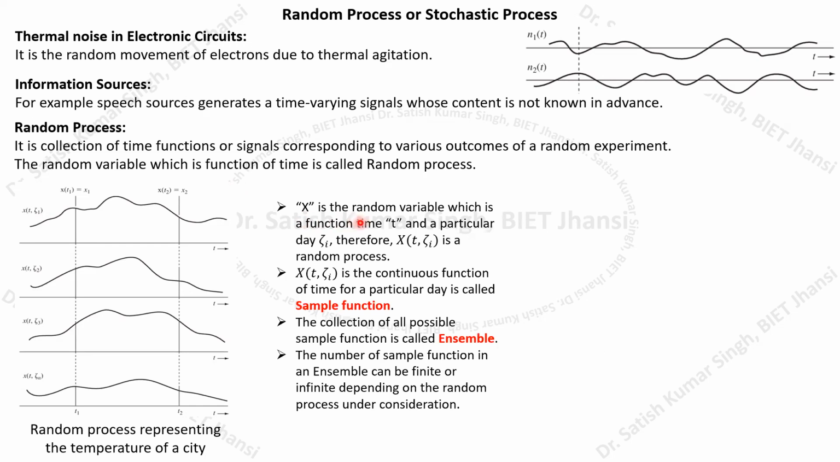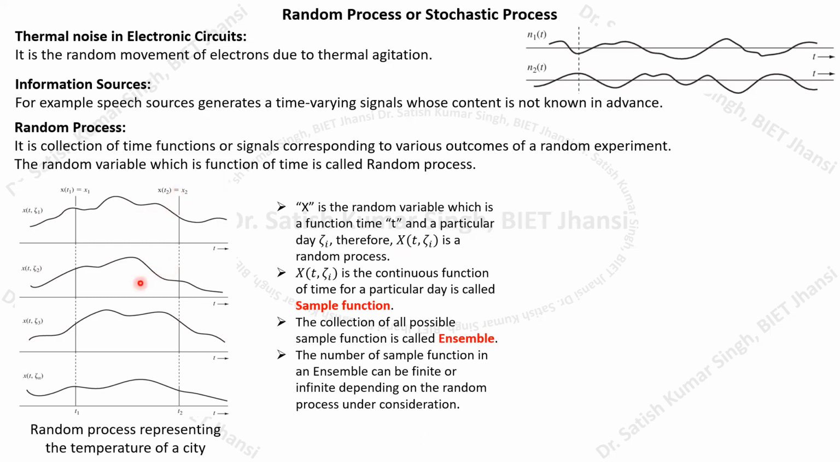So here this X is a random variable which is a function of time t and a particular day zeta_i, therefore X(t, zeta_i) is a random process. Normally this is going to be a random process because it is a time dependent function. Here X(t, zeta_i) is the continuous function of time for a particular day. This is called a sample function. So these are called the sample functions.